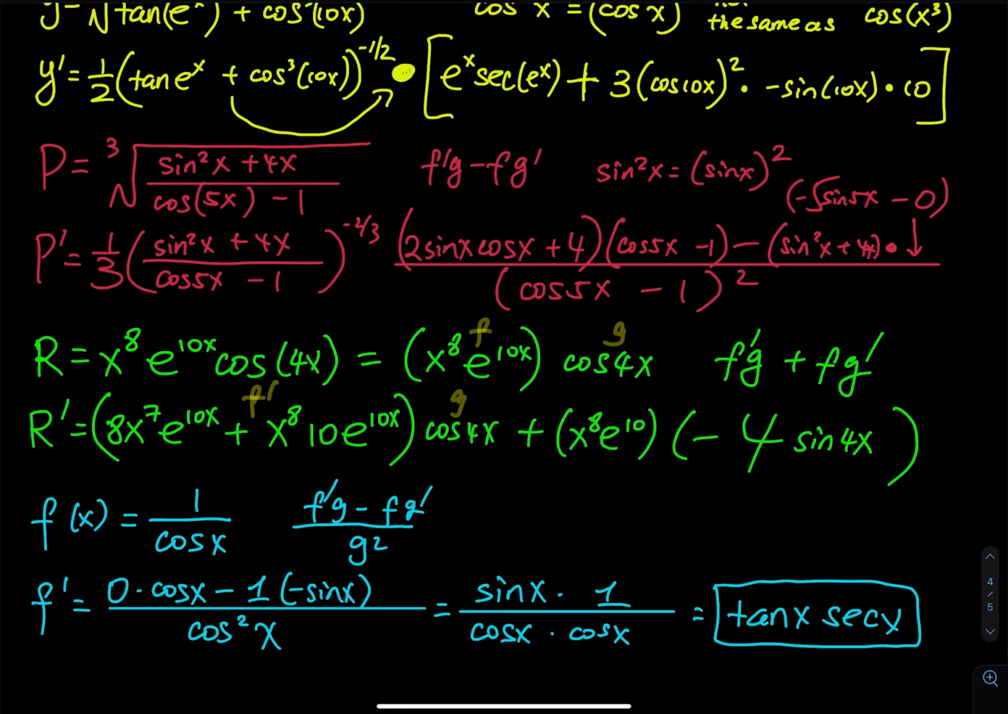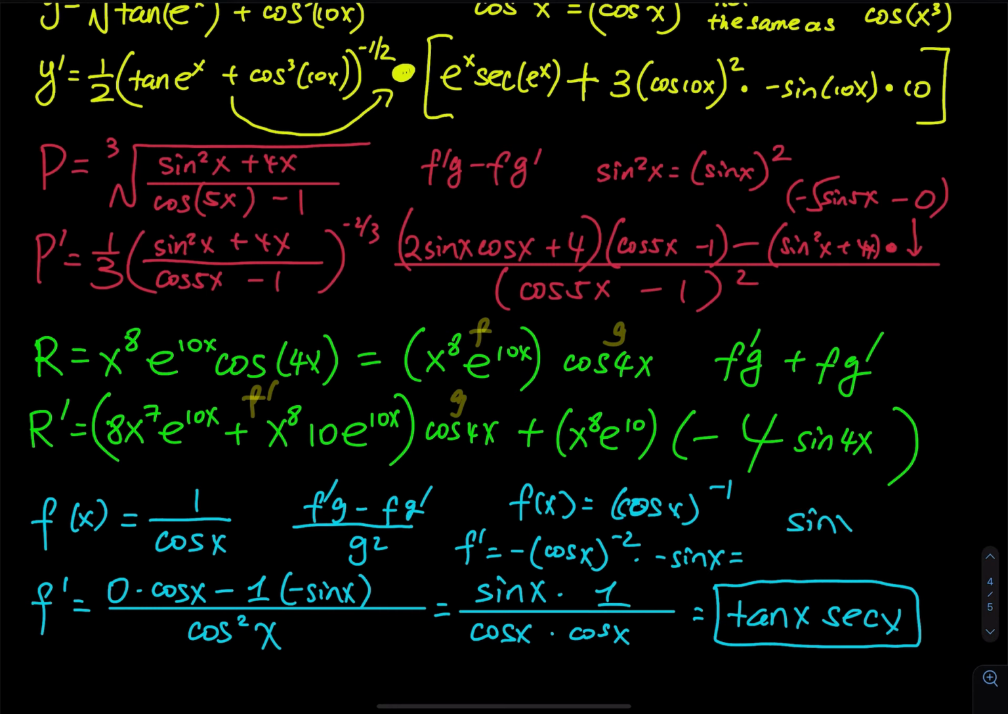Another way to do it is you write f of x like that: cosine of x to the negative 1 power. And then f prime, you bring the negative 1 down, and then cosine x to the negative 2. And then you take the derivative of cosine, which is negative sine x. So that one, the 2 negatives are gone. That gives you a sine x divided by cosine times cosine in the denominator. So you will get the same result. All right, so 2 different ways to do it.